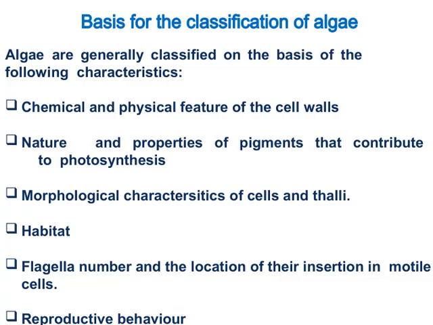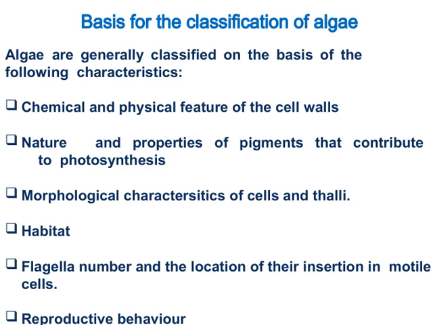Algae are generally classified based on several key characteristics that help us understand their diversity and behavior. First, we look at the chemical and physical features of their cell walls. These differences can tell us a lot about their evolutionary relationships and their adaptations to different environments. Next, we consider the nature and properties of the pigments they contain, especially those involved in photosynthesis. These pigments not only give algae their characteristic colors, but also influence how efficiently they can capture light energy.